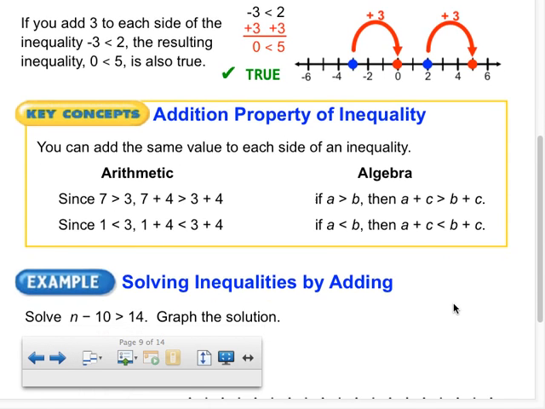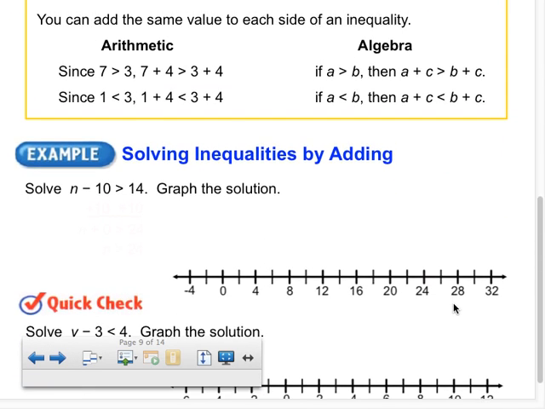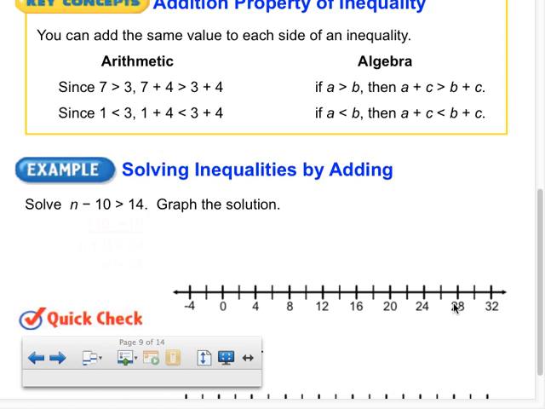Now, let's go about solving inequalities, and we're going to graph it. So what we did earlier, we're going to use that. So how do we go about solving this? I'm going to show you the first one. How do I solve this inequality? How do I get n by itself? Think about what we did with the equations. I've got to do inverse operations. Very good. What inverse operation am I going to do? Addition. And what am I going to add? 10. I'm going to add 10 to both sides.